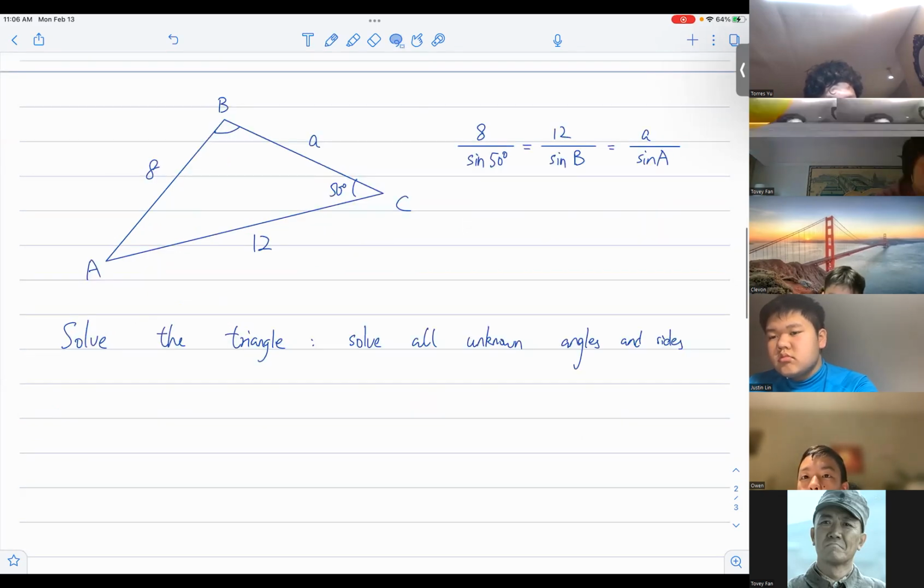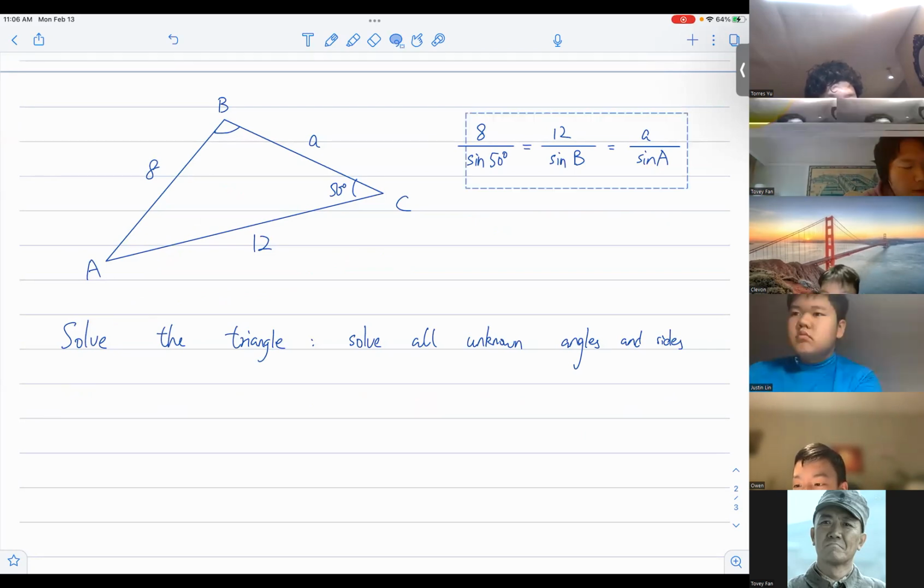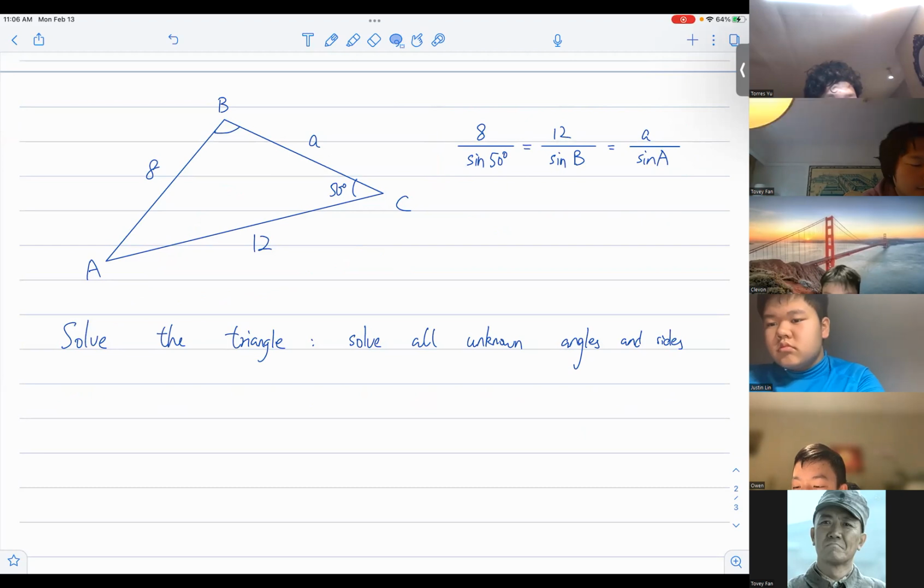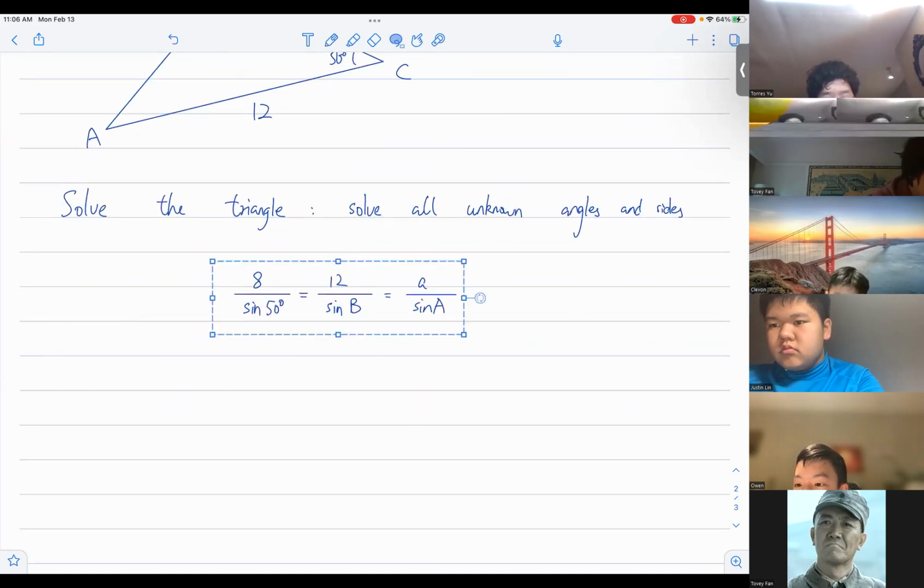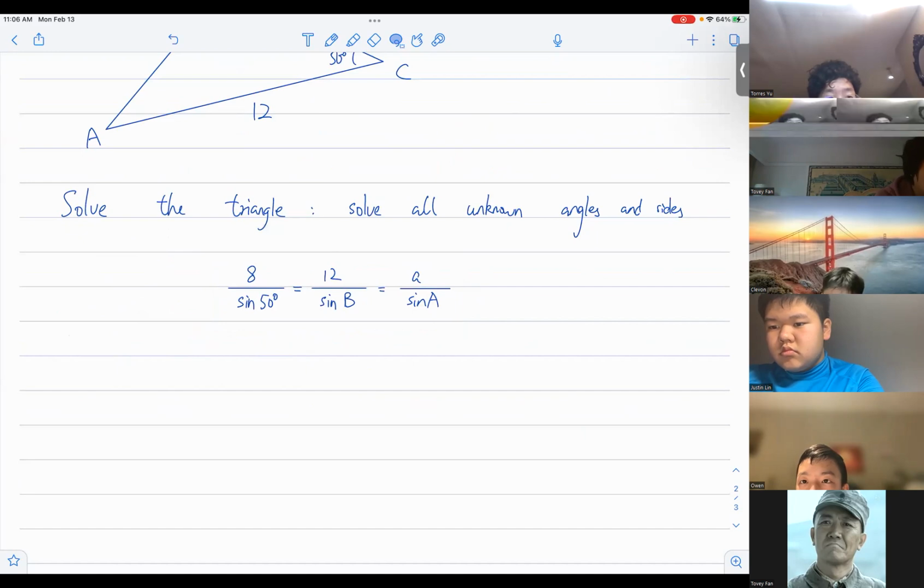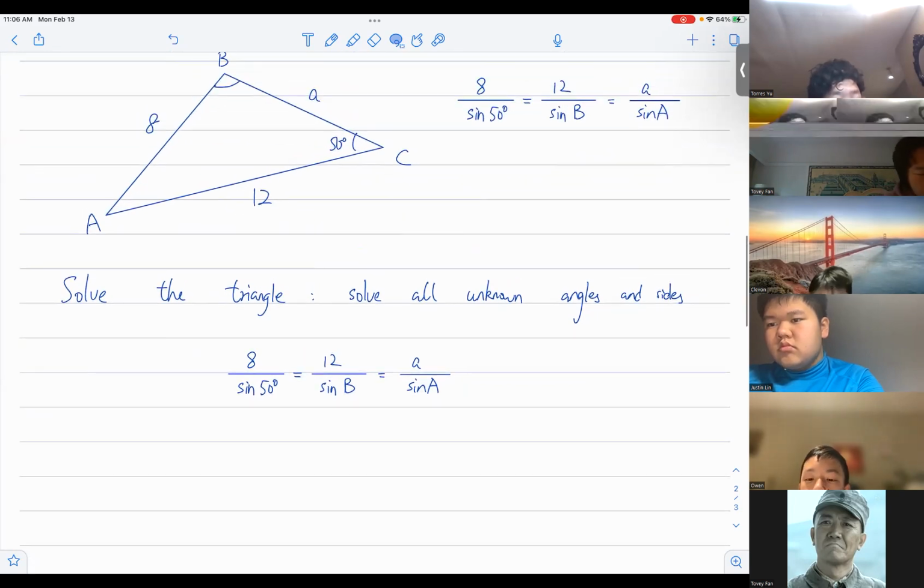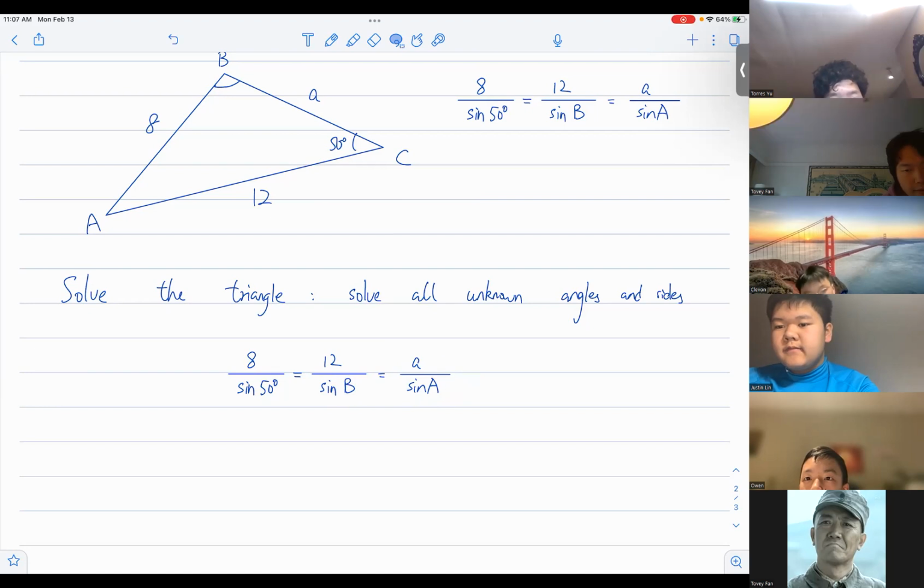It's pretty easy, right? Does everyone understand? Just side over the sine of the opposite angle. It shouldn't be hard to remember. I'm gonna copy it down here and see how we can solve it. So Owen, what do you think we can solve first? We have 3 unknown numbers, right? Can we solve B first, or can we solve A, small a or big A, first?